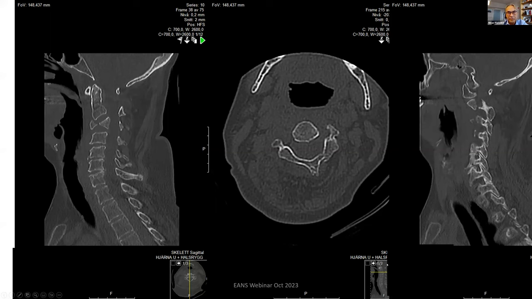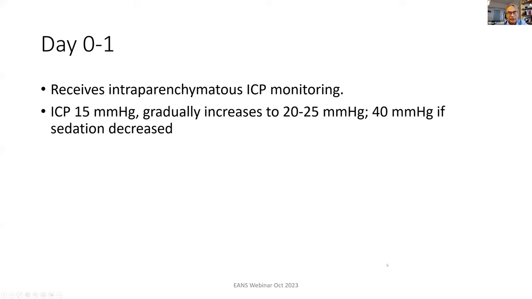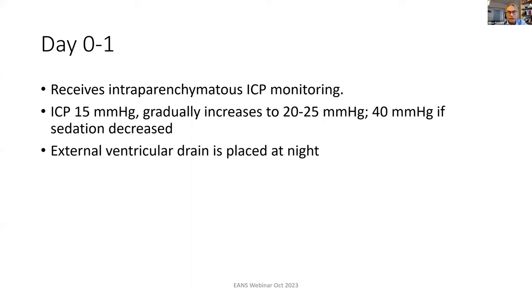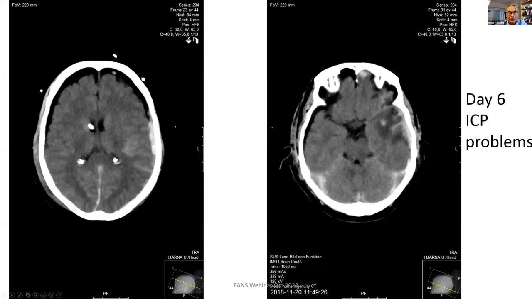So she gets ICP monitoring since she is unconscious. Surprisingly, a lot of ICP problems initially, up to 40 millimeters mercury if sedation is decreased. So she gets an EVD. You see the EVD here, not so much mass effect on this CT. We still have remaining ICP problems, and heavy sedation goes on even up to 6 days. This is one reason why the DVT prophylaxis was delayed. She also needed surgery for her burst fracture, but she was so unstable in ICP that we had to delay that as well.